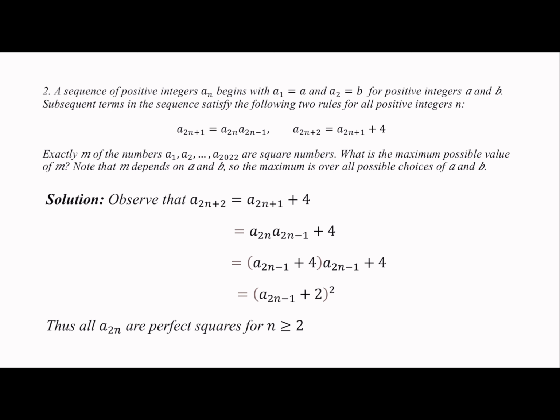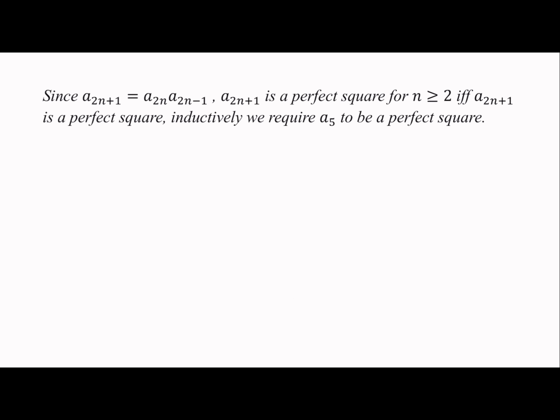If we look further into the next few terms, we have a_{2n+1} equals a_{2n} times a_{2n-1}. So a_{2n+1} is a perfect square for n larger or equal to 2 if and only if a_{2n-1} is a perfect square. So inductively, we require a5 to be a perfect square.